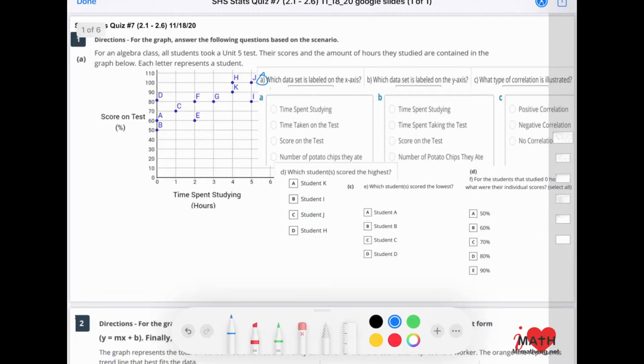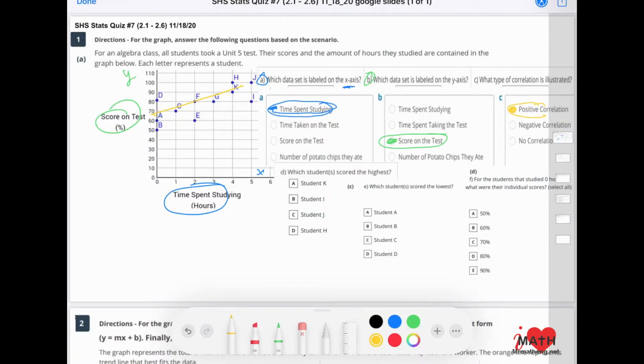A. Which data set is labeled on the x-axis? X-axis is here, so that would be time spent studying. B. Which data set is labeled on the y-axis? Well, this is the y-axis, so that would be score on the test, which would be that choice. C. What type of correlation is illustrated? Remember, you're going from left to right, so it looks like that would be like the best fit of line, so it would be this one right there.